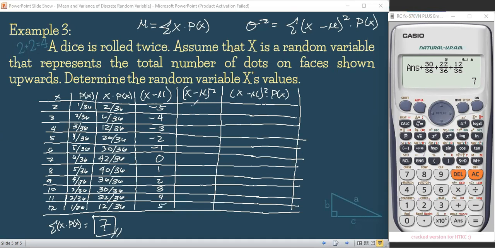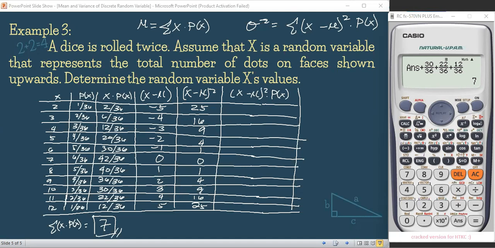Then we need to square it, so we have 25. Here naman 16, 9, 4, 1, 0, 1, 4, 9, 16, and here naman 25. Ito po, itong column na ito, i-square lang po natin para makuha po itong nasa column na ito.